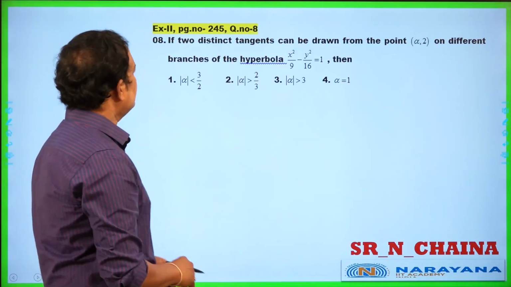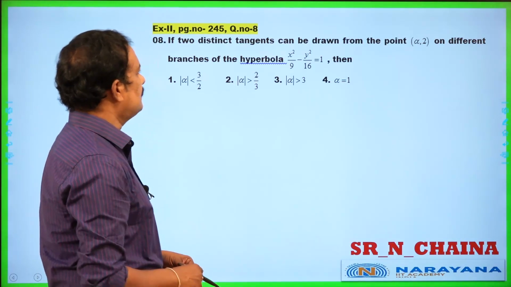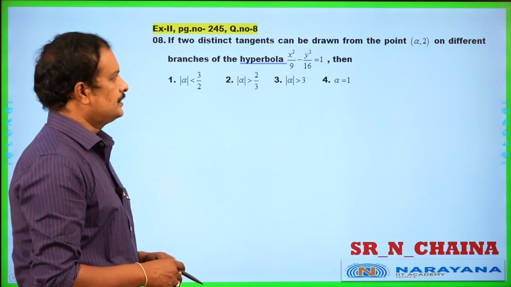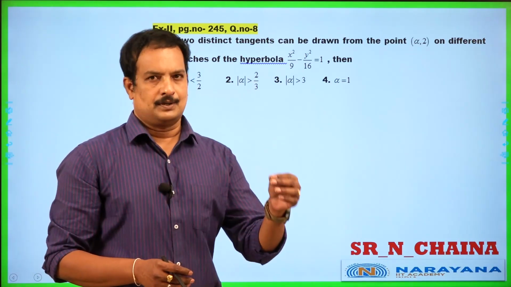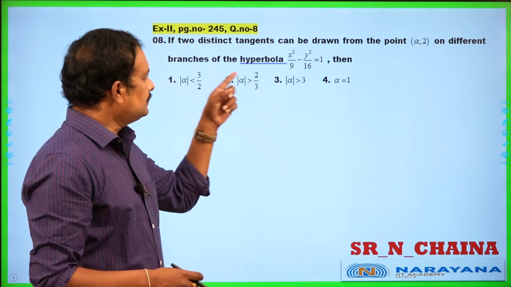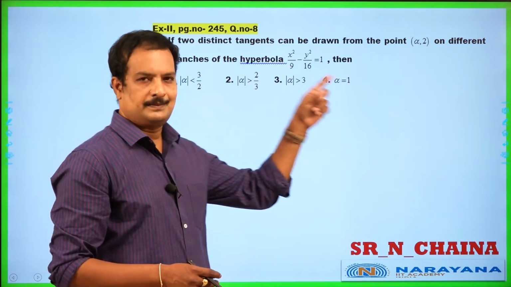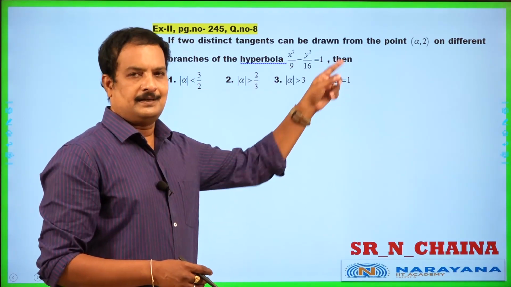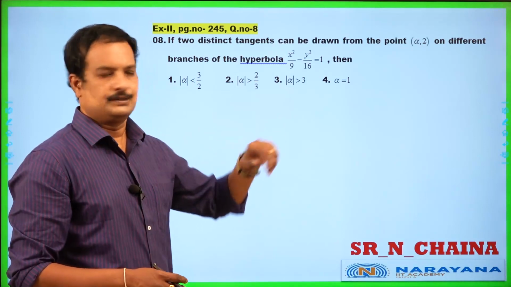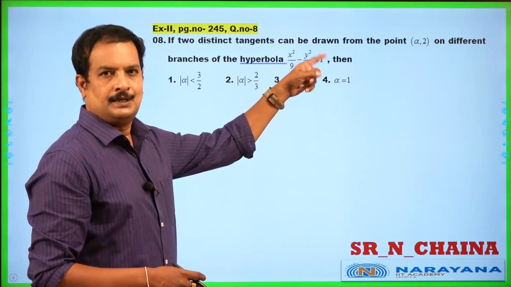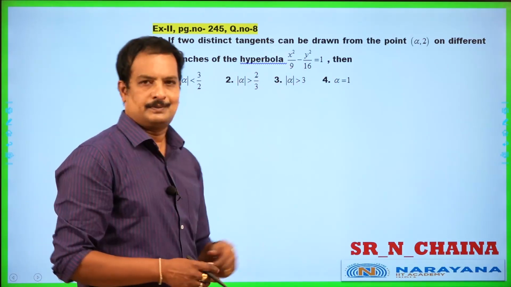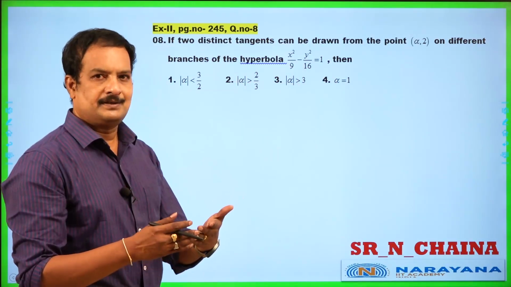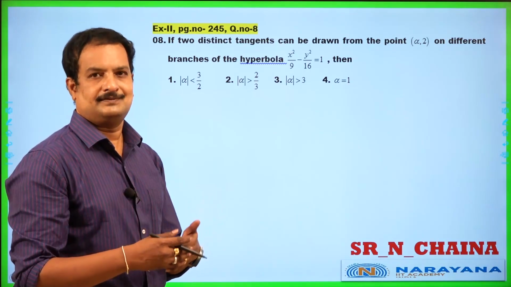Okay, now in this case, two distinct tangents can be drawn from the point (alpha, 2) on different branches of the hyperbola. It is conceptually important. He is saying that two distinct tangents can be drawn from that point. That is very clearly a point on the horizontal line y = 2, because the y coordinate is fixed. Only the x coordinate is variable. So two tangents can be drawn, but on the two different branches of the hyperbola.